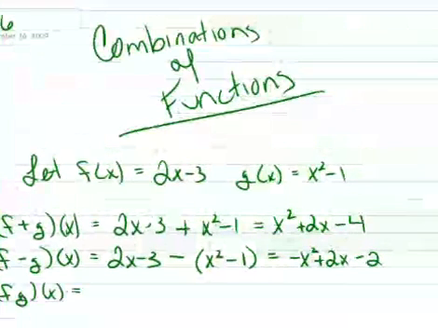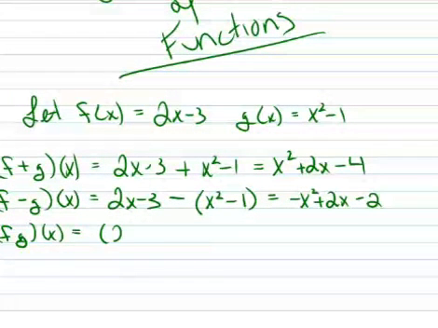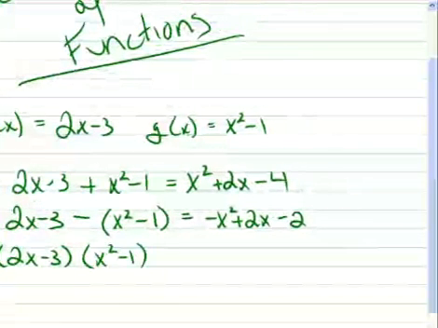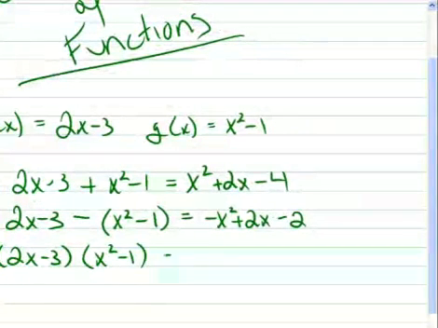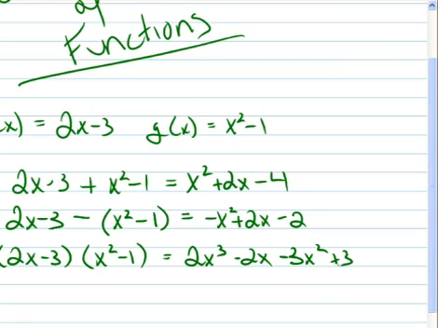Let's find fg of x. That means that you take f and you take g and you multiply them together to find the product. So it's a binomial times a binomial. That means you've got to use the distributive property, or as you commonly call it when it's binomials, FOIL. So the first terms would give us 2x cubed. The outer terms would give us a minus 2x. The inner is a minus 3x squared. And the last a plus 3.